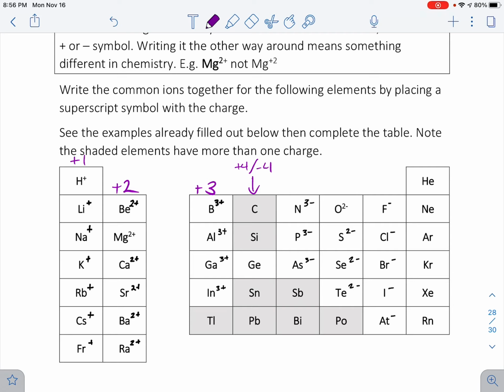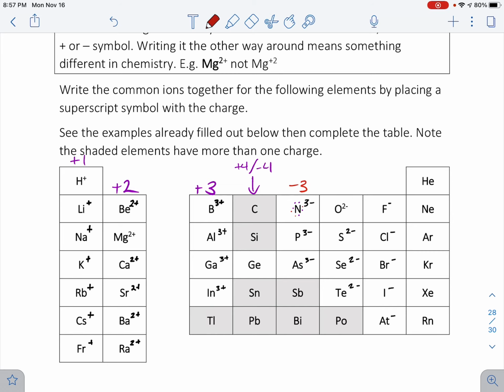The next group is nitrogen. Nitrogen only needs 3 electrons, because remember, nitrogen had 5 electrons around the outside. So if we simply add 3 more, 1, 2, 3, then we end up at the 3-. So that one is going to be -3.